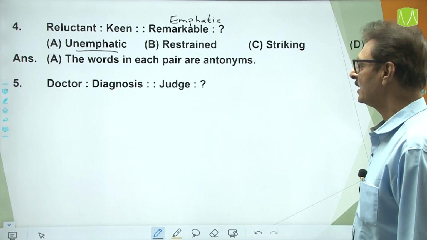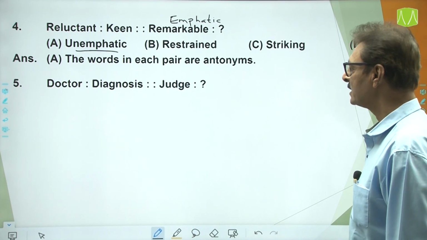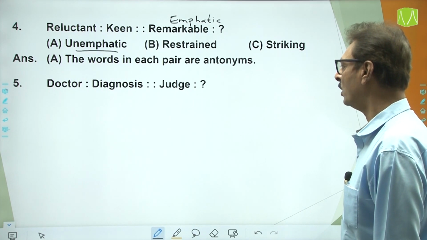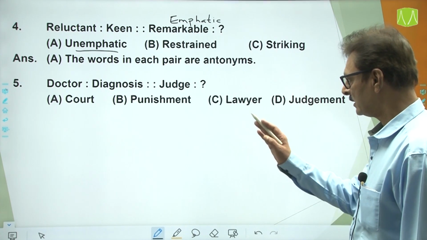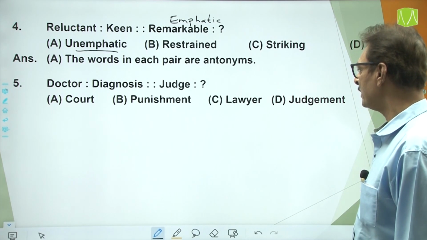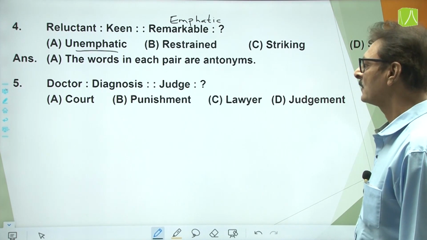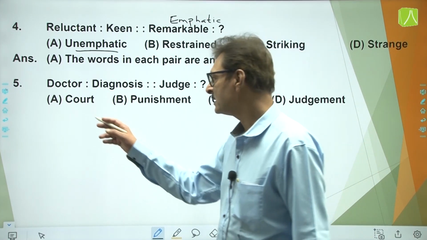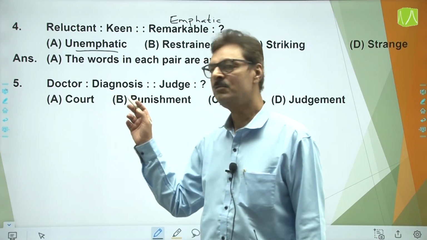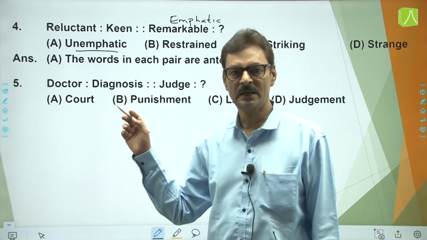Chalte hain next sentence pe. Doctor is to diagnosis. Similarly, judge is to what? Court, punishment, lawyer or judgment? Kya relationship hai? What is the relation between the word doctor and diagnosis?